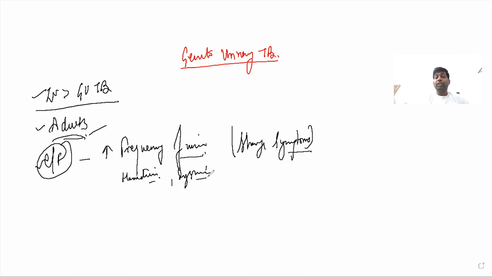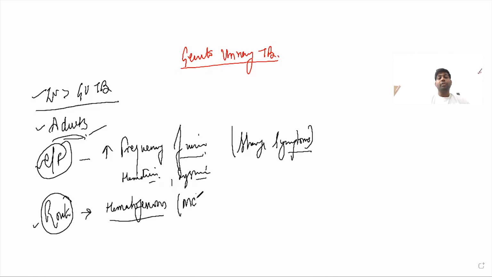Now, how does this tubercle bacilli enter the genitourinary system? If we talk about the route of spread of infection, the most common route is the hematogenous route. This is followed by the ascending route, and this is followed by direct or contiguous spread.